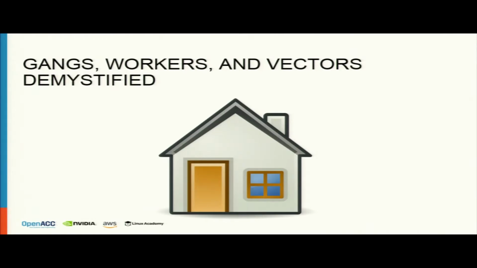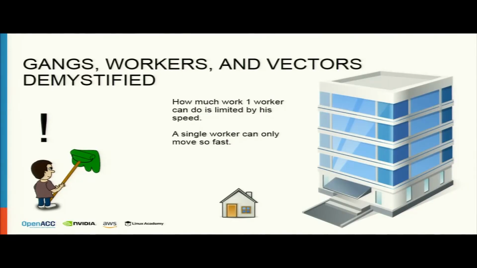This is a very simplistic view, so let's make it as simple as possible. Suppose you had a house and you wanted to paint that house. You will hire a worker. That worker does the work of painting the house. Since he's doing a sequential job and he's just one person, it takes a long time for him to paint that house. How much work can one worker do? A single worker can only move so fast.